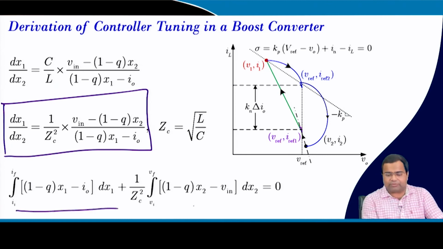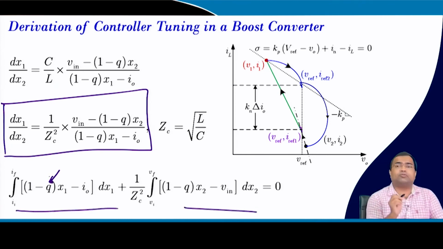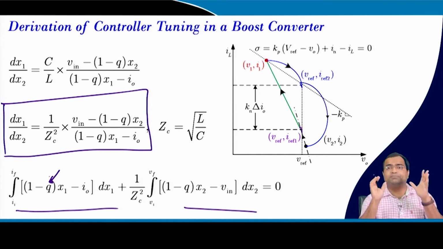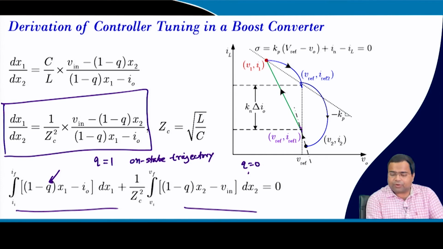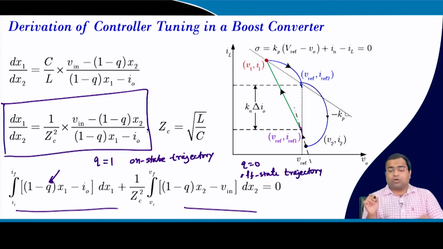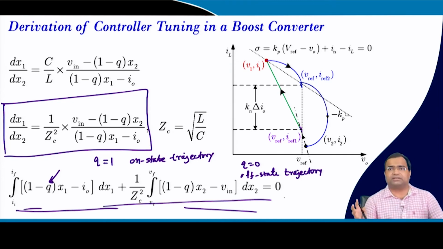So, this is the solution that we can obtain, where for Q we have to decide whether we are talking about the on state trajectory or the off state trajectory. For the on state trajectory we take Q equal to 1, and it is equal to 0 for the off state trajectory. So, the on state and off state trajectories are obtained simply by changing the Q value from 1 to 0. Otherwise, this equation is applicable for both trajectories, only you have to substitute the suitable Q value.